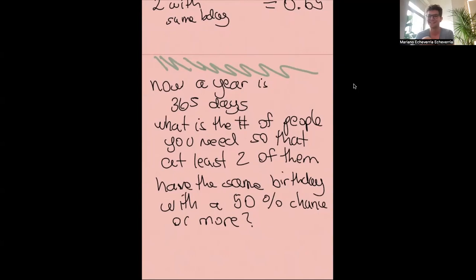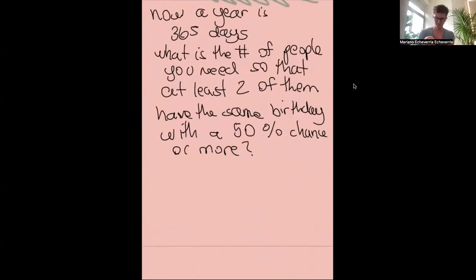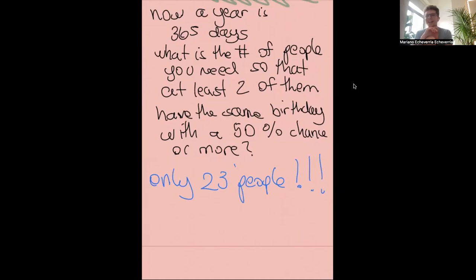Unless you Google it, that's the perfect guess. So it is 23 people. You only need 23 people. If you have 23 friends in your group of friends, there's at least a 50% chance that two or more will share a birthday.